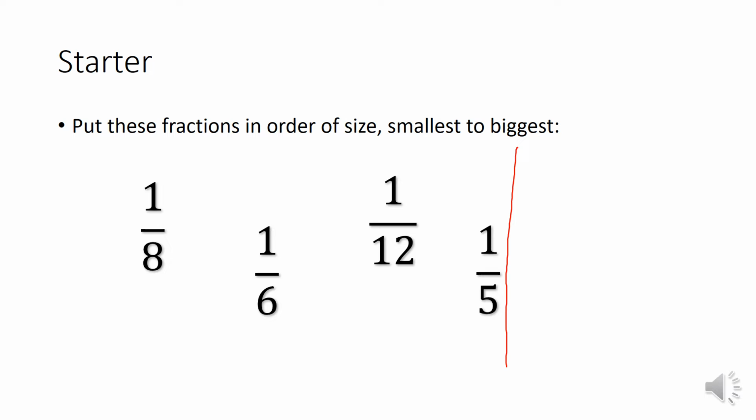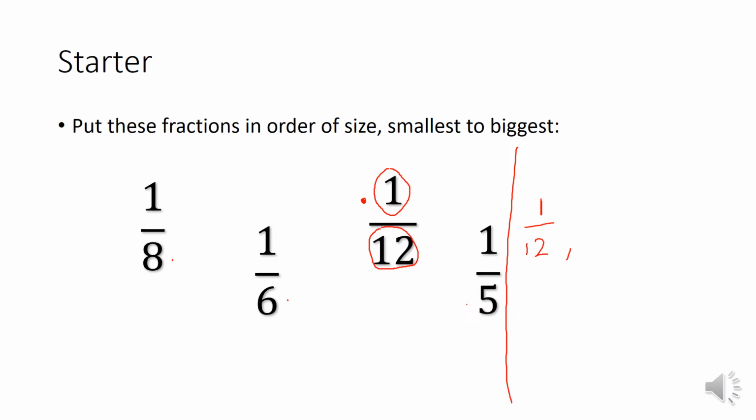So we'll put a line across there. We said yesterday the denominator of the fraction, so the bottom of the fraction, tells us how many parts we're splitting the whole into. So if we have a circle, for example, we're splitting it up into parts. So let's say this one here, the 1/12. What that means is we've split it into 12 parts and we've got one of those parts. So if you imagine we've split something into 12, that's going to be smaller than if we've split it into 8 or into 6 or into 5, because you've got more parts. So the smallest one is 1/12.